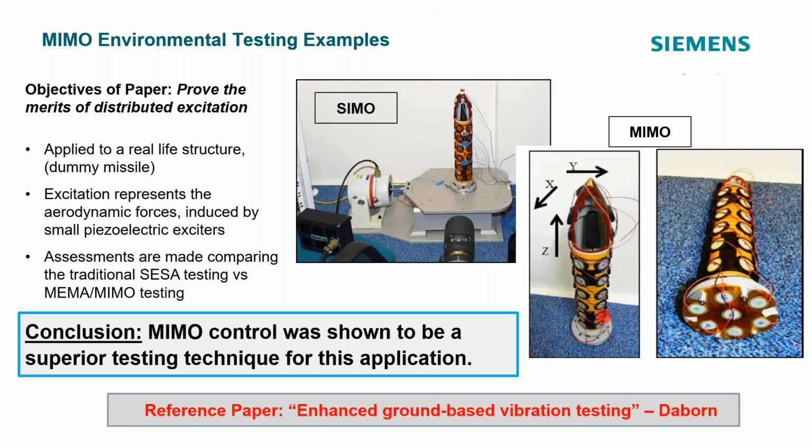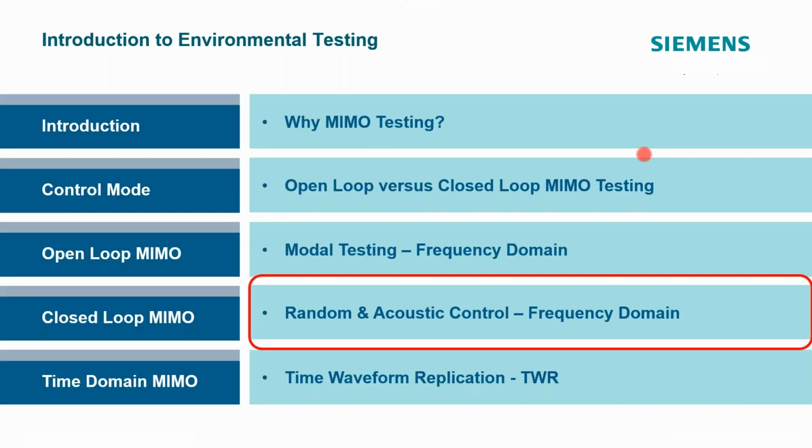This is a simulated missile, and he's got a bunch of piezoelectric shakers around this structure. And so he showed the single axis case and the multi-axis case. And through this paper, he was coming up with the same conclusions that we just presented in that example. So next, we'll go through the agenda.